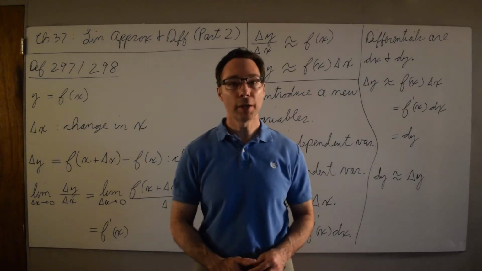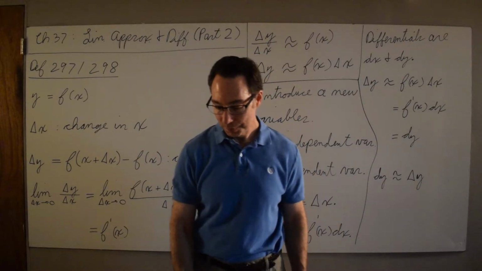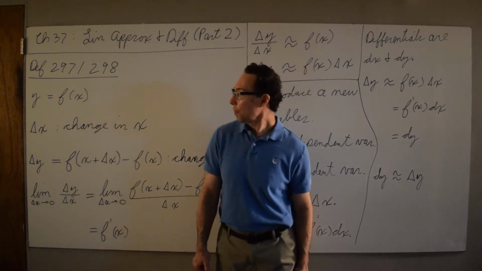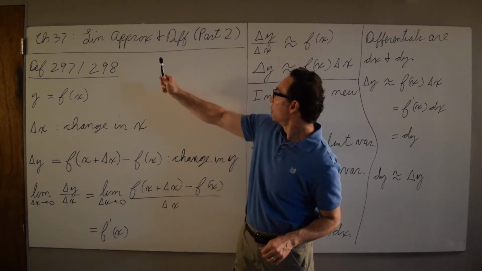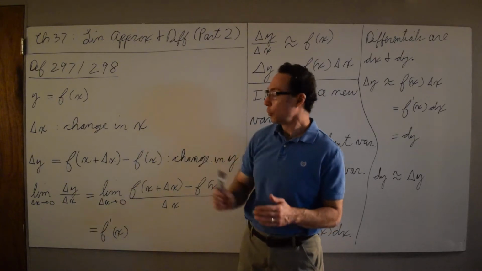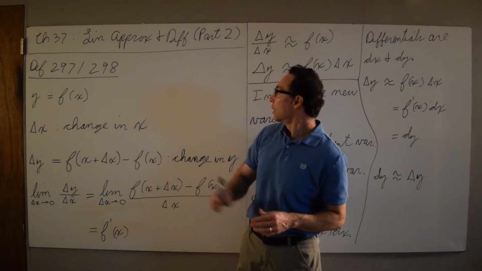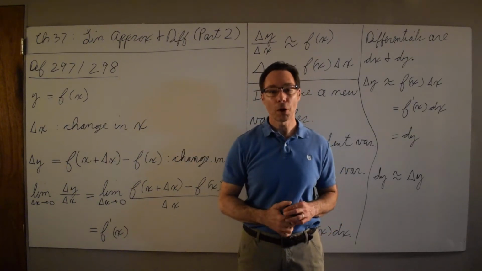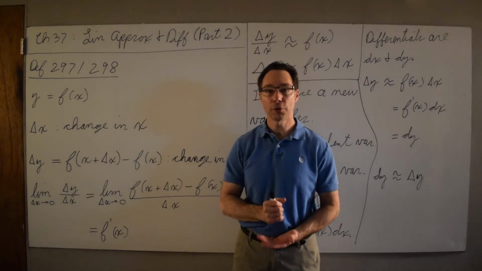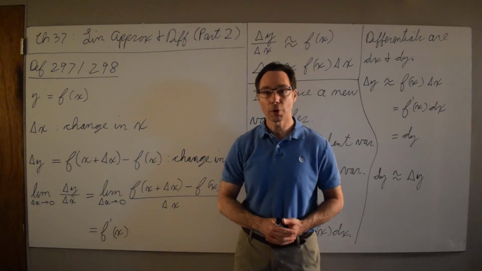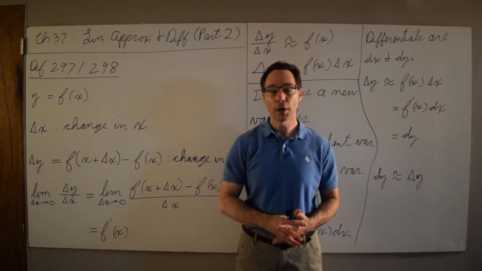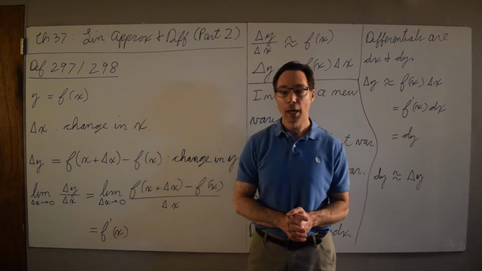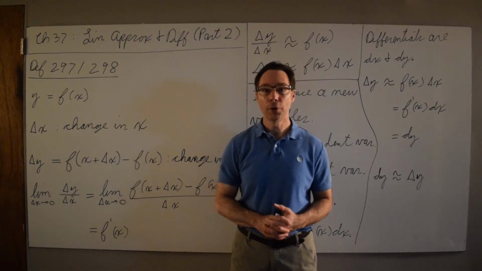This is the second video on chapter 37, and there will be one more. So I'm not going to do any examples in this video. I'm simply going to explain what a differential is. The title of this chapter is Linear Approximations and Differentials. In the first video, I showed you what a linear approximation is and did an example. In this video, I'm going to explain differentials, and in the next video, I will do an example or two.